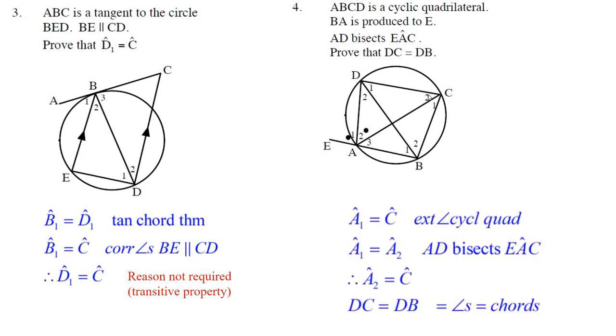A1 is equal to C because of the exterior angle of a cyclic quad. We're given that A1 is equal to A2 because AD bisects it. Well, that means that A2 here has to equal this big angle C. But angles in a circle, if the angles are equal, they have to open up to the same size of chord. Therefore, DC equals DB because equal angles make equal chords. Because we've got equal angles, they must make equal chords. You see the angle C, that means DB here has to equal DC.